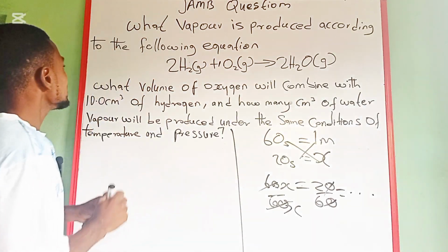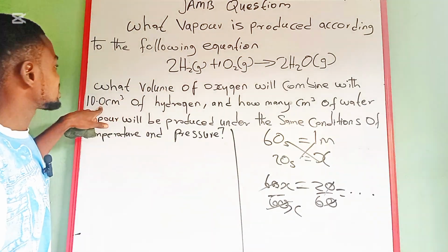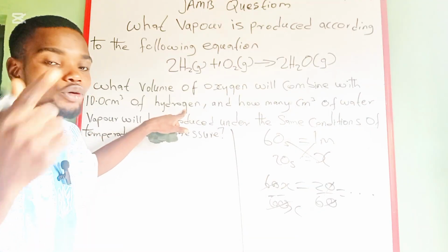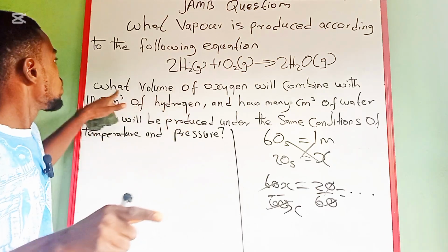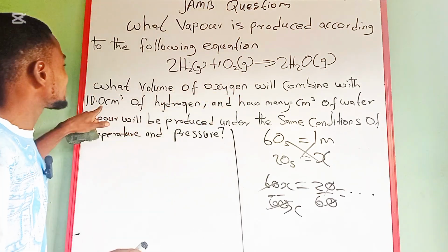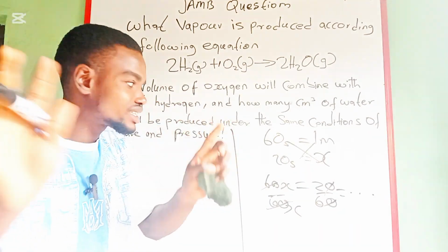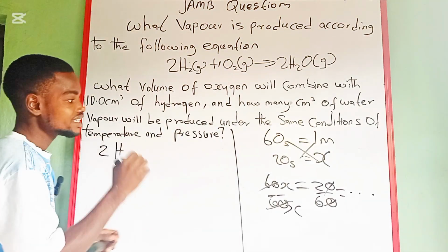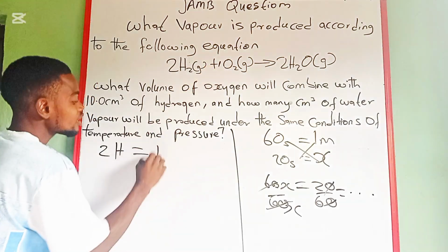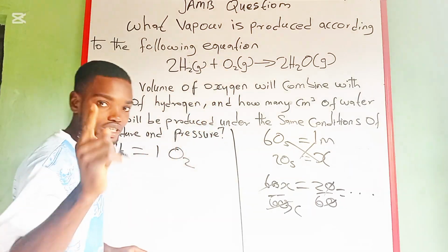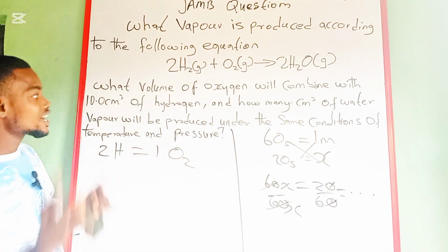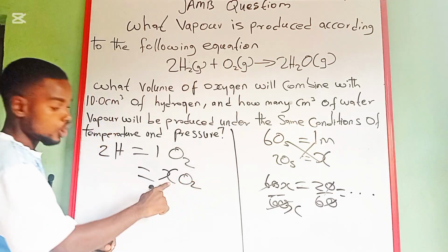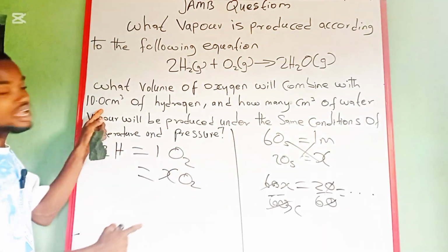Now they ask you, if we have 10 cm3, that is 10 volumes of hydrogen, what is going to be the volume of oxygen required? That's what they ask you. What volume of oxygen will combine with 10 cm3 of hydrogen? So that is very simple, just like this one. You know that 2 volumes of hydrogen is equal to 1 volume of oxygen. That one is very simple. So just like we know this, they now ask us what volume of oxygen will combine. So let's put x as the unknown volume of oxygen that will combine with 10 volumes of hydrogen.